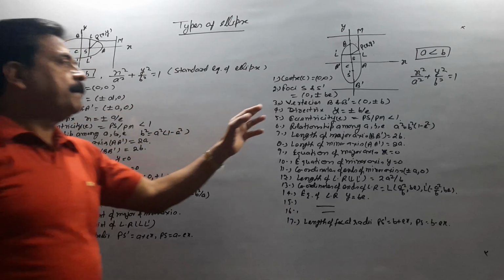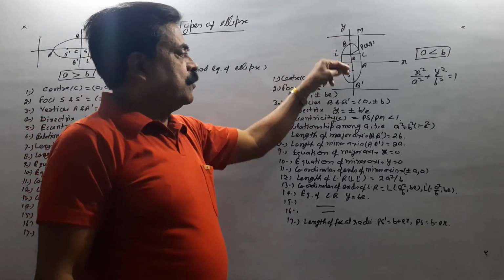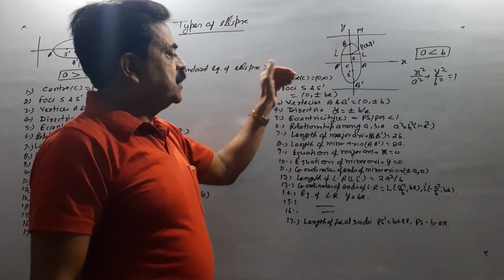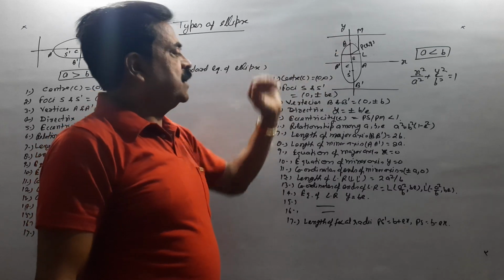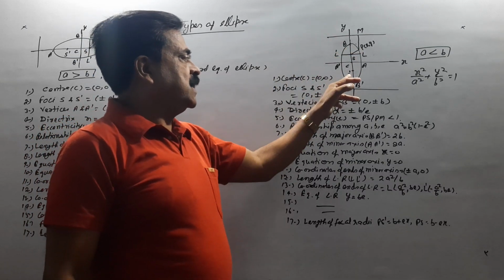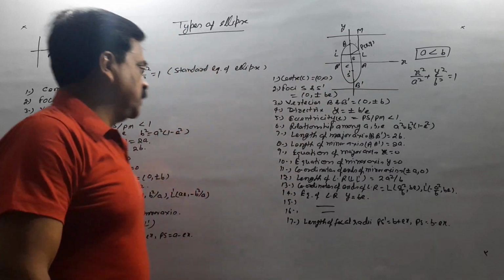0. Similarly here, the foci are S and S dash on the y-axis, so the x coordinate is 0, and above the origin is plus BE and below the origin is minus BE. So the coordinates of S are 0, plus BE, and the coordinates of S dash are 0, minus BE.